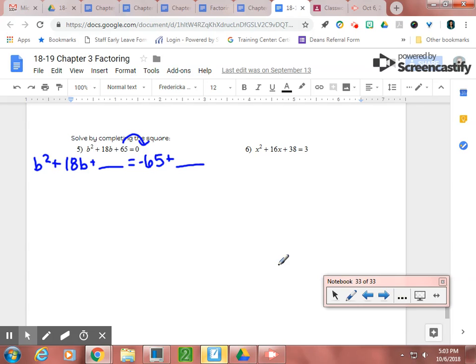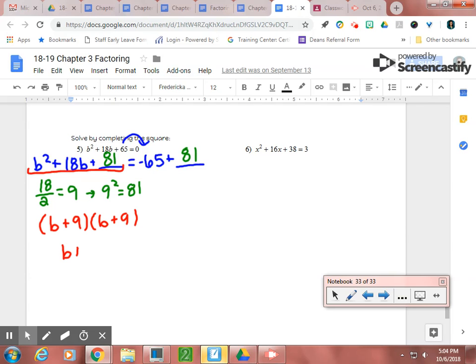So now, step 2, divide the middle term in half. 18 divided by 2 is 9. Then we're going to square it. So now we're going to do 9 squared, which is 81. Then add that to both sides: 81, 81. Okay, so now we're going to factor the left-hand side. What does this factor to? Well, it's b plus 9 and b plus 9, which is really b plus 9 squared. Then we add these together, and that gives us 16.